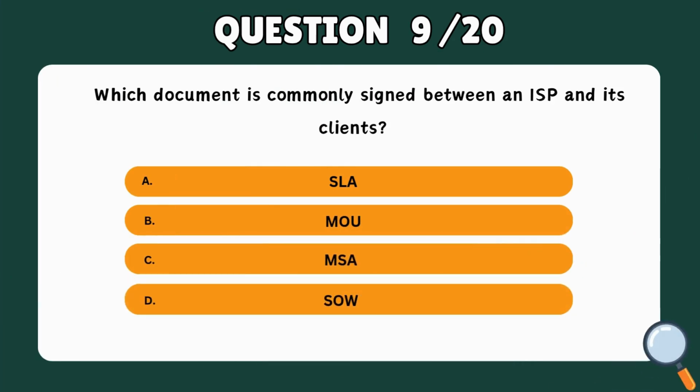Question 9. Which document is commonly signed between an ISP and its clients? A. SLA. B. MOU. C. MSA. D. SOW.